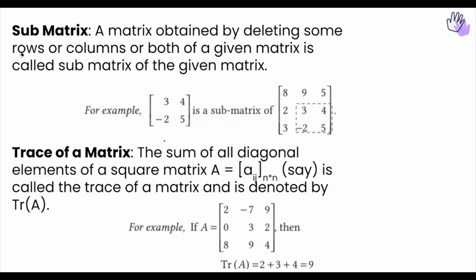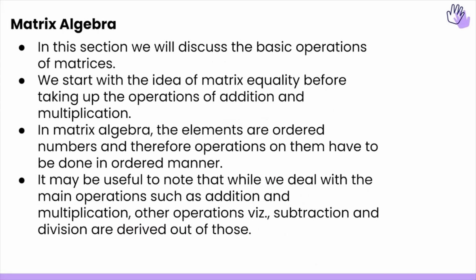Now to the next concept. Now that we have seen different types of matrices, understood their properties, and seen different classifications possible, we'll see matrix algebra. That means operations on these matrices. In this section, we'll discuss the basic operations of matrices. We start with the idea of matrix equality before taking up the operations of addition and multiplication. There's a concept of matrix equality, very easy. We'll discuss that first, and then we'll jump to addition and multiplication.